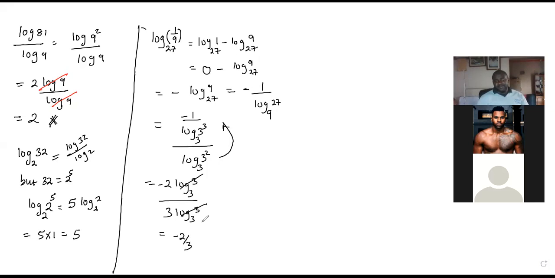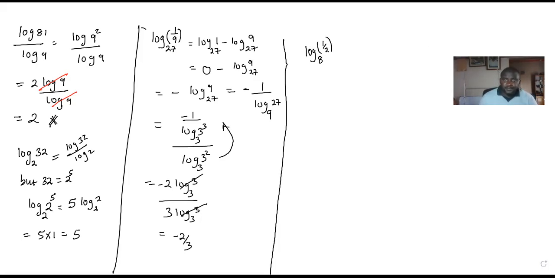which is negative 0.66667 recurring. If you confirm with the calc, you say log of 1 over 9 divided by log of 27. Can someone confirm the answer? Actually, with that regard, try out for me this one. That one, the last one is yours.